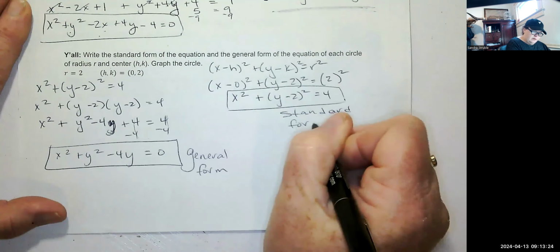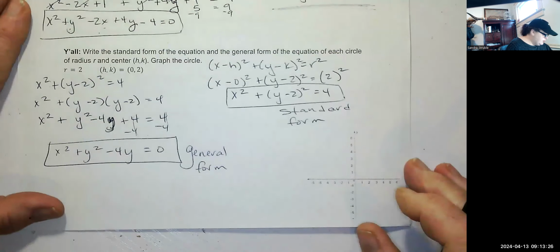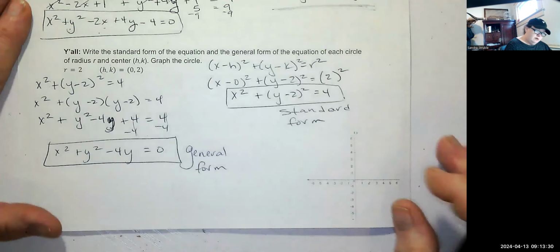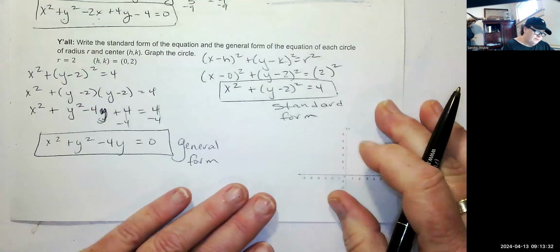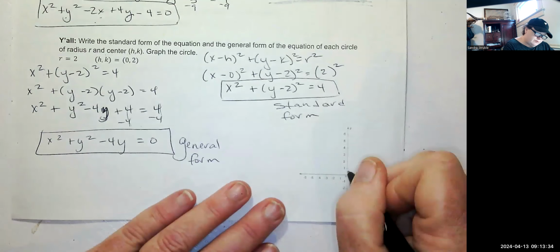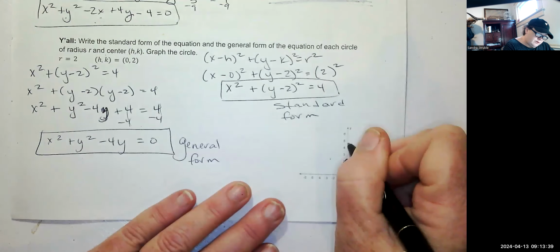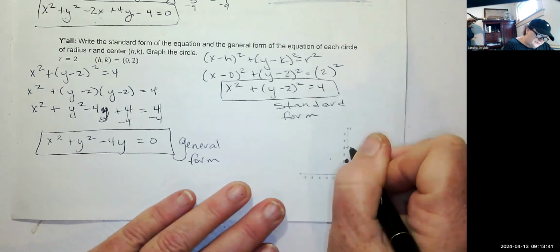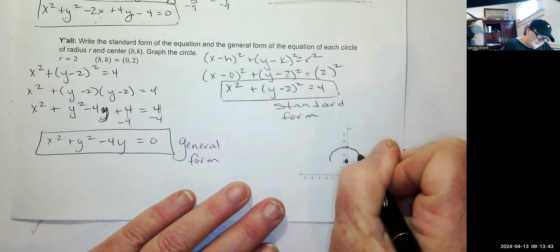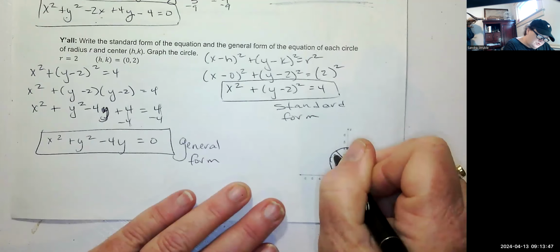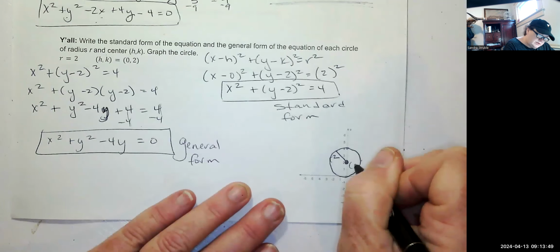The last piece of this, they want us to draw it. Right, the standard form. Circle. Oh, let's just draw it. The center is at 0, 2, so right there, and radius of 2. So here, here, here, and here. Radius of 2, and it's at 0, 2.